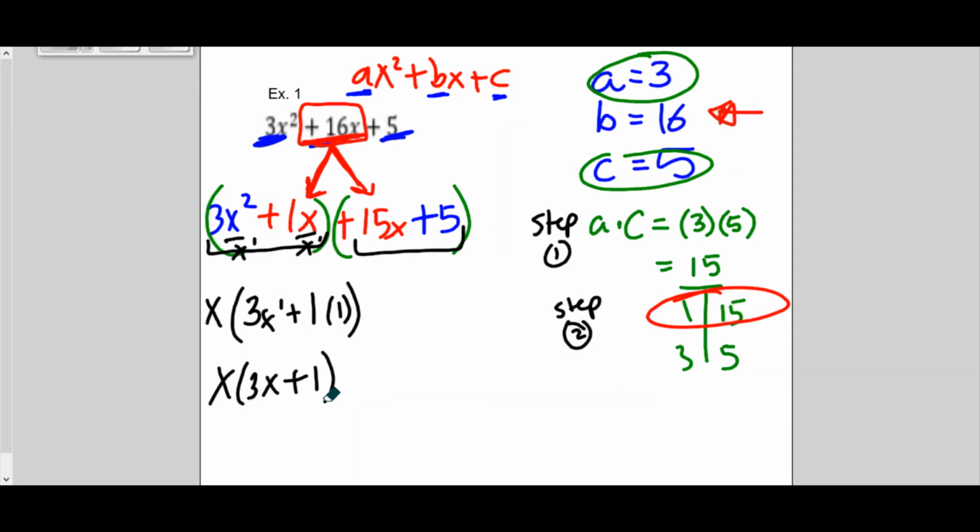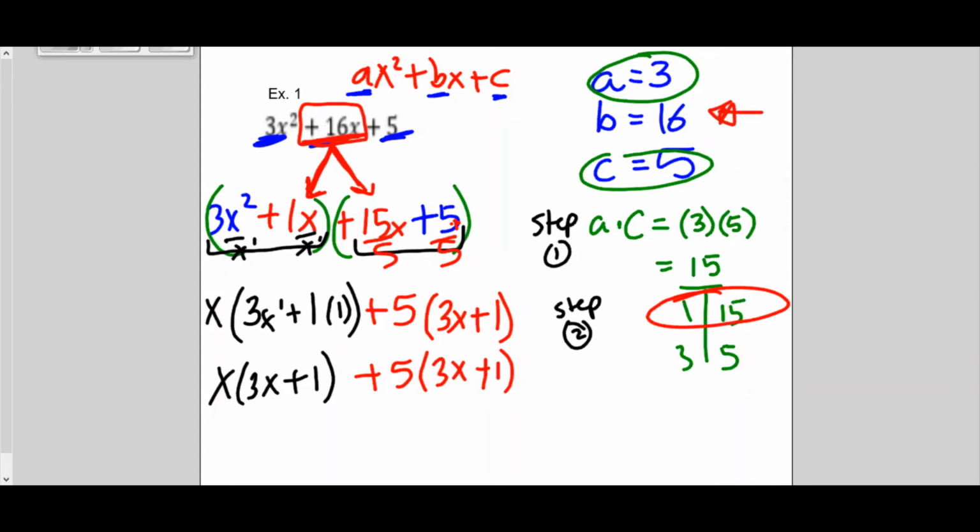Now I look at the second group, 15x plus 5. Between 15 and 5, those are both divisible by 5. So I'm going to put plus 5 and then divide everything here by 5. Notice this blue 5 doesn't have an x with it, so I can't pull out a common letter. 15 divided by 5 is 3, so that's 3x, and 5 divided by 5 is 1. So I'm just going to bring this down: plus 5 times 3x plus 1.